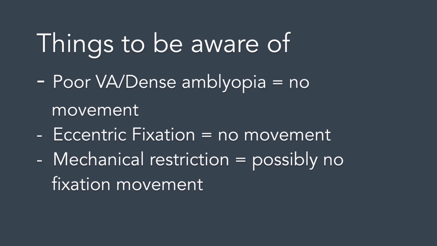When performing the cover test, there may be instances in which a deviation is present but no movement may be seen. There are a number of factors that may cause this, and it is important to be aware of these. Firstly, if a patient has very poor visual acuity or dense amblyopia, they may not make a movement to take up fixation as the vision in this eye is too greatly reduced. Also, if a patient has eccentric fixation, they will not make a movement to take up fixation as they are essentially already fixing using this new eccentric point. Mechanical restrictions could also be a possible cause of an eye not being able to take up fixation, as the restriction may physically limit the eye from making such a movement.